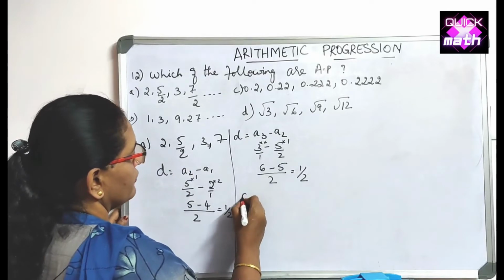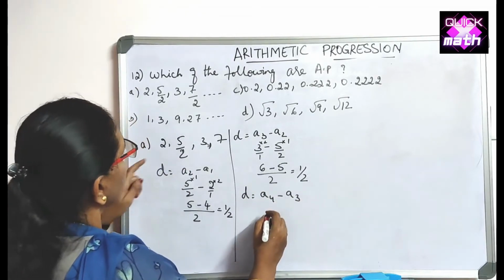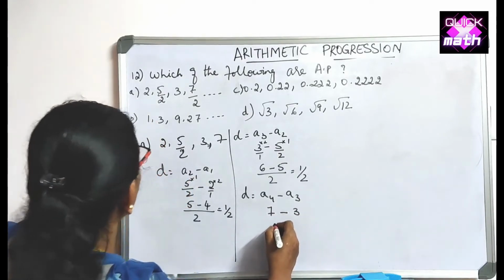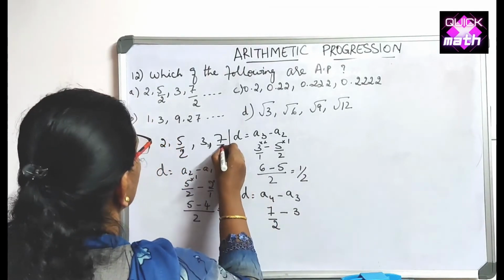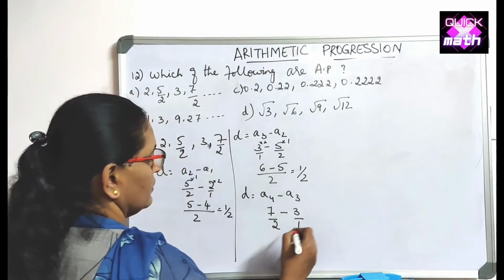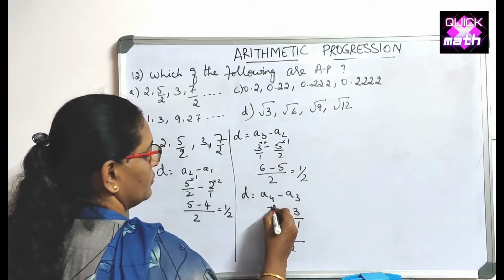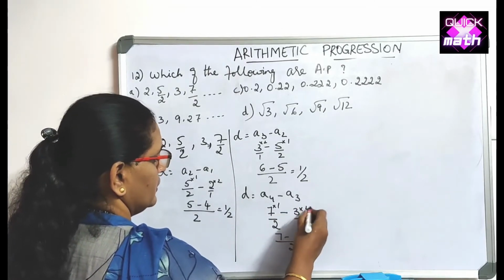So again the difference is half. Now D is equal to A4 minus A3. So A4 is 7 by 2 minus 3. Here also I will take the denominators. The LCM is 2. 2 goes into 1 time, 1 goes into 2 times. So 7 ones are 7, 3 2s are 6.